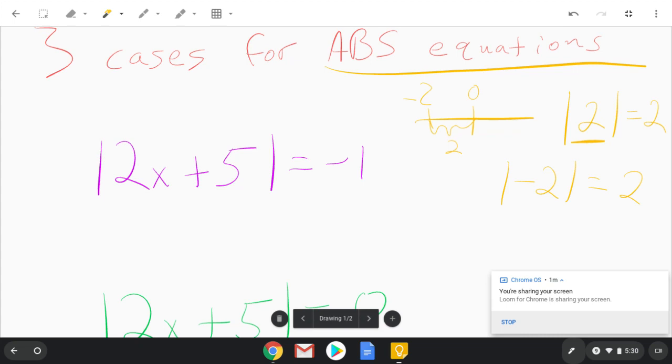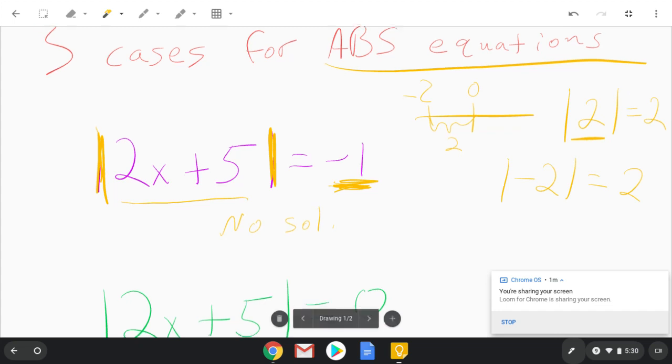Well, here in this problem, it's saying that the distance from 0 is -1. The distance of 2x plus 5 from 0 is -1. Well, that is just ludicrous. You can't have a negative distance, so right out of the gate we know that this problem has no solution. Anytime you get the absolute value of something equal to a negative, you automatically know that there are no solutions.